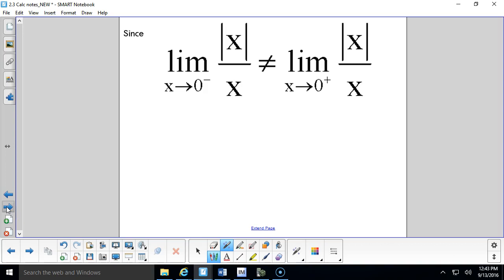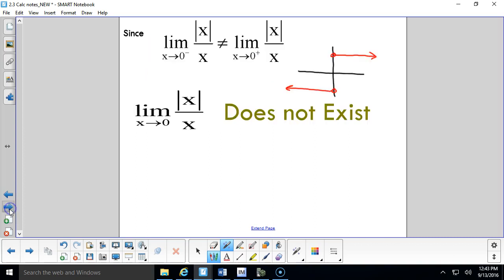So, since these two things aren't equal to each other, you say the limit does not exist. You just write DNE if you want. Save 3 seconds of your life.